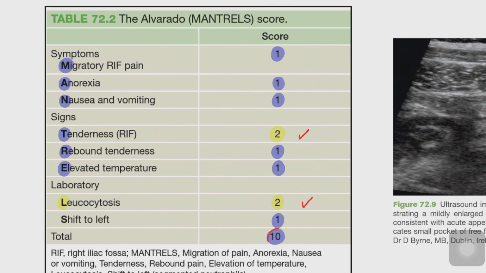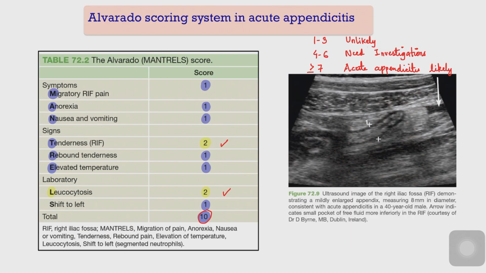the total score is 10. Now if the score comes out to be 1 to 3, then it is unlikely to be acute appendicitis and we will either discharge the patient or find another cause. If the score is 4 to 6, we will need more investigations to confirm the diagnosis of acute appendicitis, and if the score is 7 or more, then it is likely to be acute appendicitis.